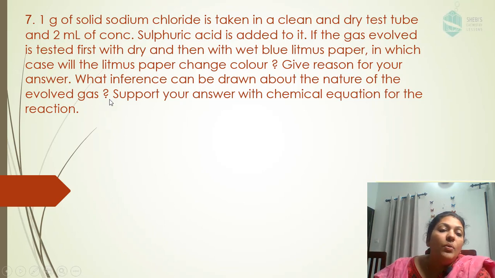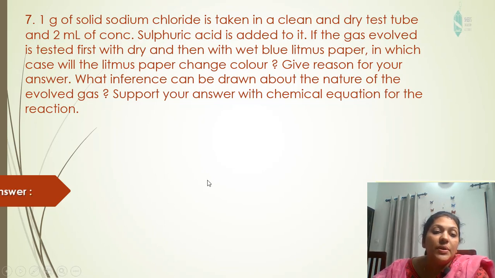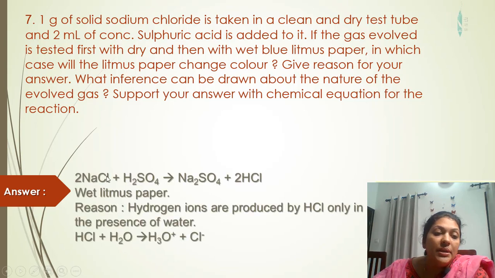Right. Now we want to know what will happen if we mix sodium chloride and concentrated sulfuric acid. So here in this reaction, double displacement will take place. Sodium sulfate and hydrogen chloride gas will be formed. See here the equation. Okay.